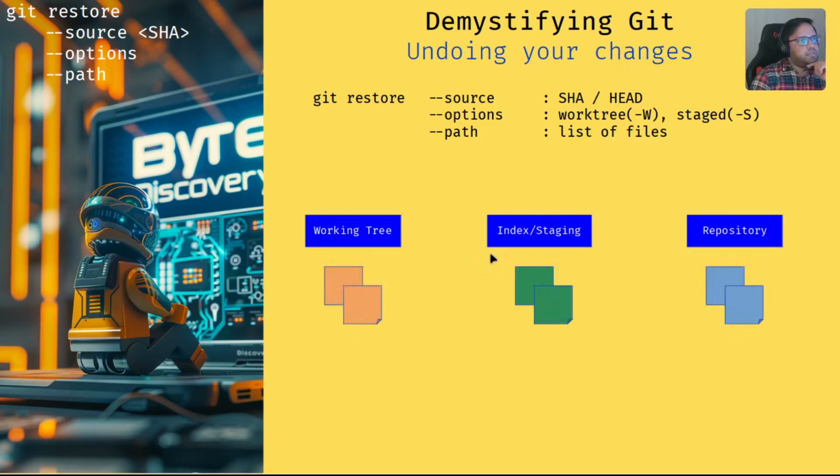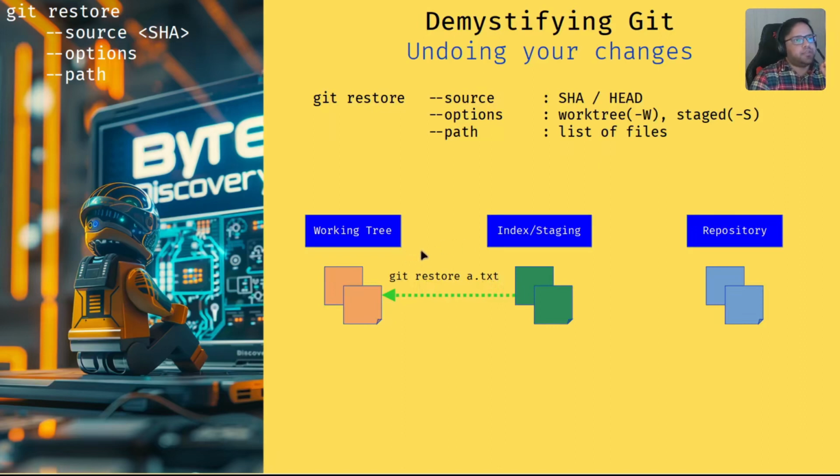Let's assume that we have a Git repository with file a.txt in the working tree, staging, and the repository. And all of these have completely different changes. In order to restore the working tree from the index, we can issue a command git restore a.txt without any flag. And by default, it always restores the working tree from the index or the staging area.